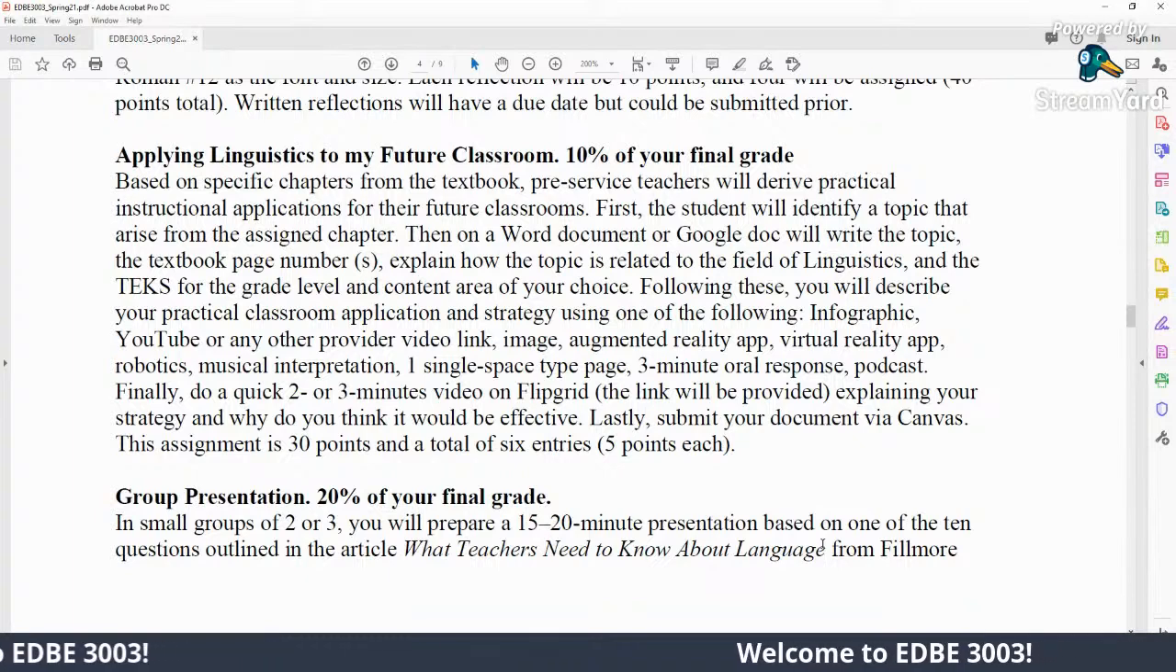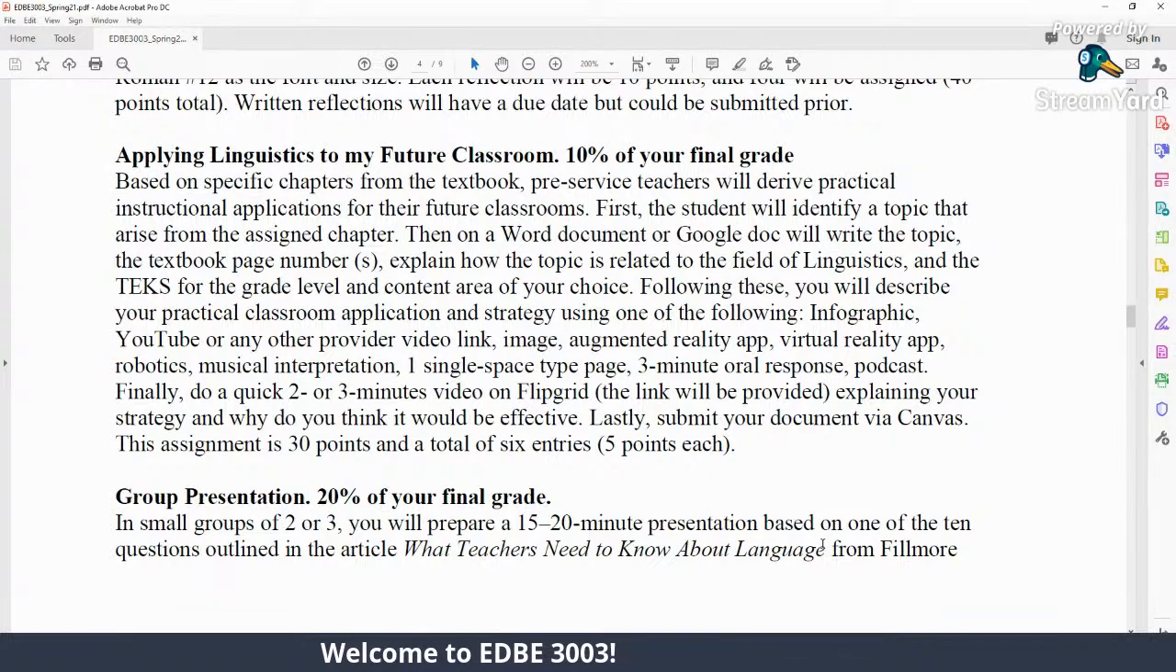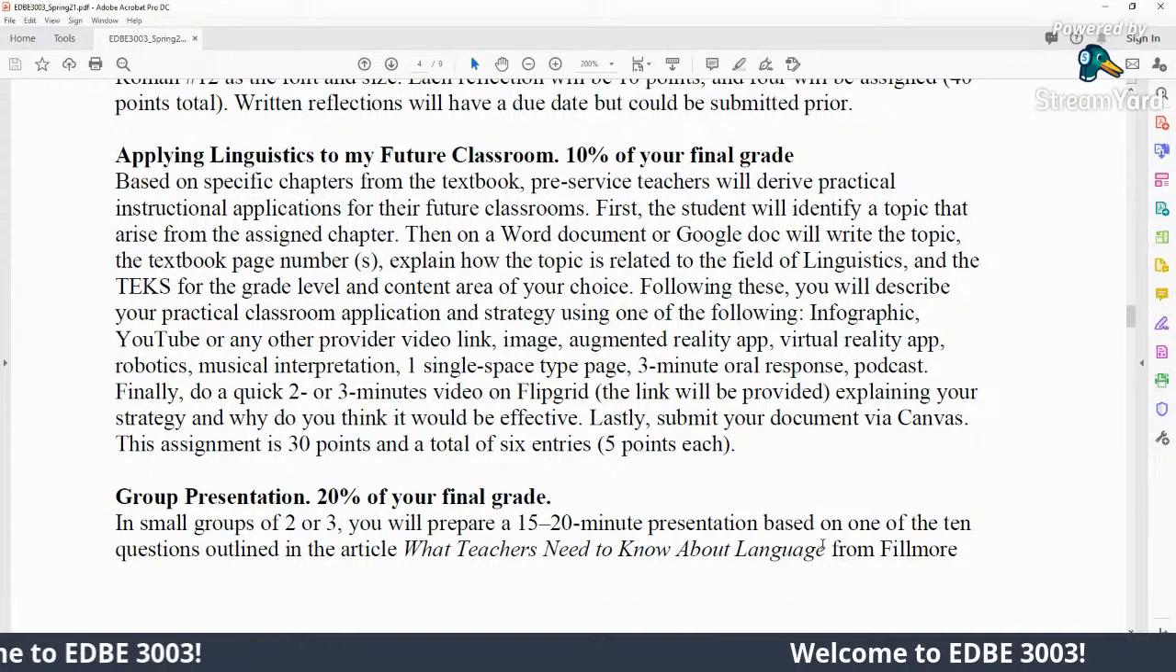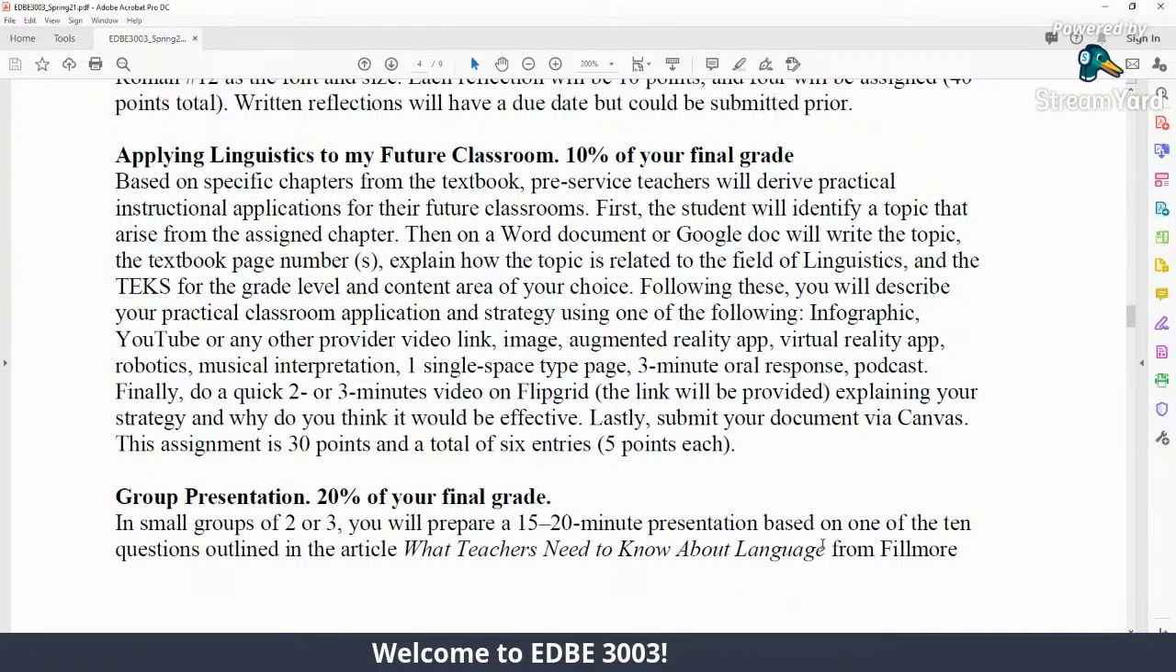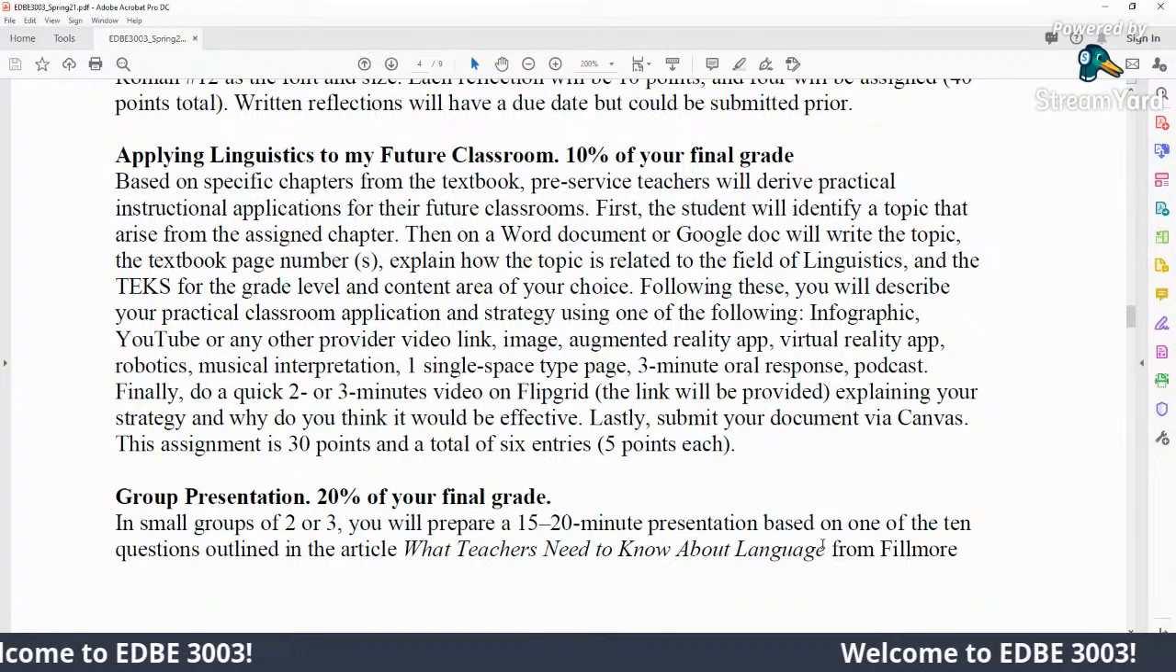Finally, you're going to do a 2 to 3-minute video on Flipgrid. The link will be provided, explaining your strategy and why you think it will be effective. Lastly, submit your document via Canvas. This assignment is 30 points and a total of 6 entries, 5 points each.